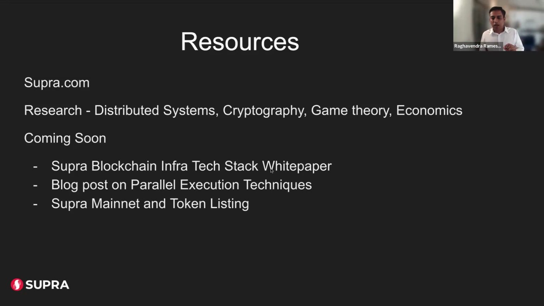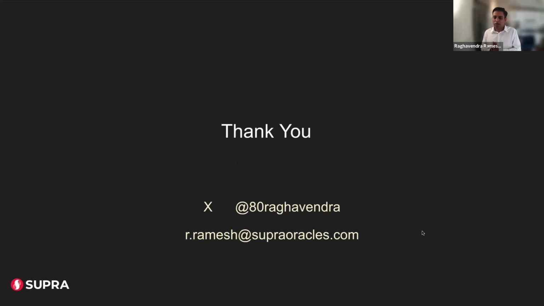As I mentioned, the parallel execution work is only the tip of the iceberg in this presentation. We have a host of parallel execution techniques which we can capitalize on, and we'll soon be putting up a blog post on that. And the main important thing for us as a company, and we believe for the industry, is the Supra mainnet launch and the token listing. So yeah, all done from my side.